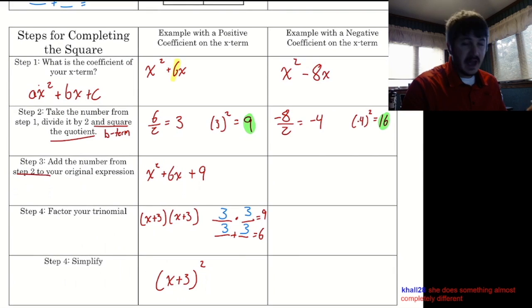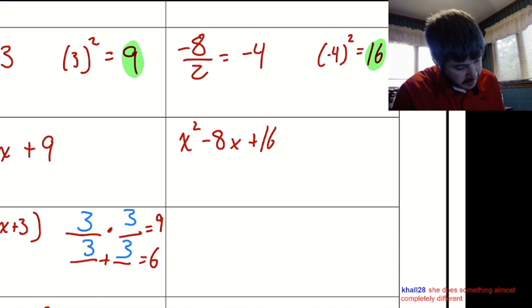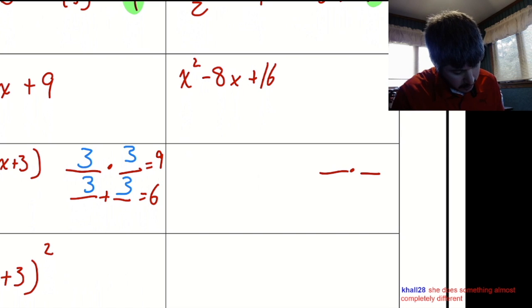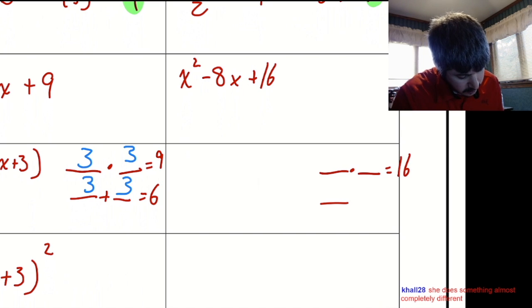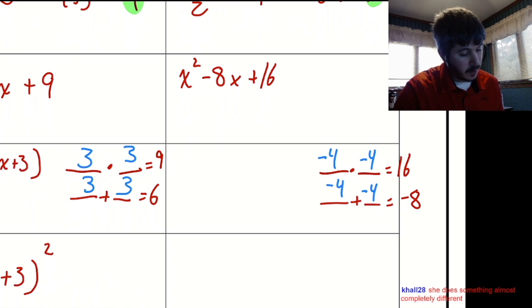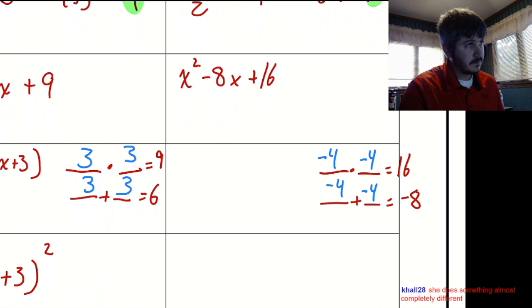Then step 3 was add that number to the original expression. X squared minus 8x plus 16. Factor like normal. So two numbers that are going to multiply into positive 16, two numbers that add into -8. These factors are going to be -4 and -4. Again, the whole point being all four numbers in those blanks are exactly the same. If you're factoring your traditional way and you get two different values, you've probably done something wrong.